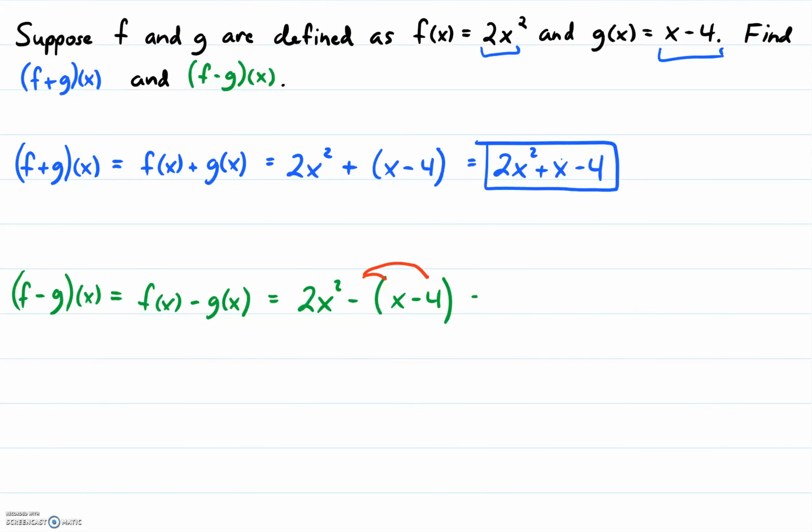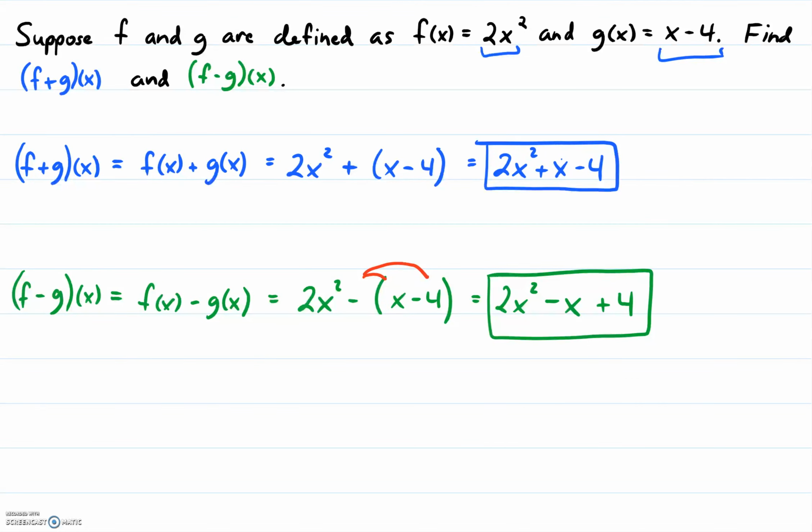So after distributing, we'll have 2x squared. Negative times x is going to give us minus x, and then a negative times a negative 4 is going to give us plus 4. So 2x squared minus x plus 4 is going to be your answer for f minus g of x.